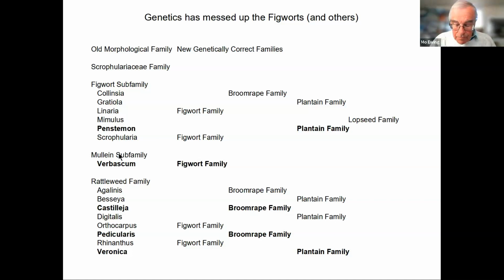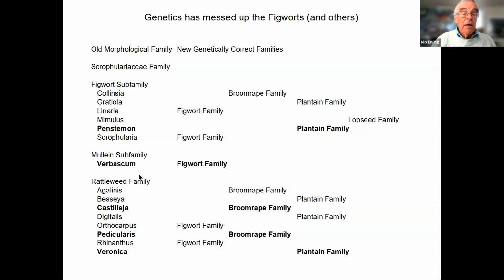Now, what happened is that even though these flowers didn't look very alike, and you'll see that shortly, they moved them into different families because genetics implied that. So Pedicularis and Castilleja, for instance, were put into the broom rape family because they found that these genera were slightly parasitic.